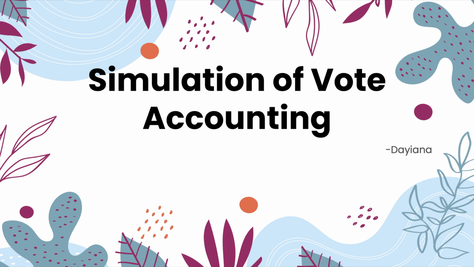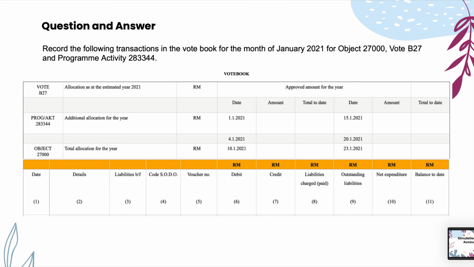Today I want to share with you how to answer the simulation of void accounting question. The question is, record the following transactions in the void book for the month of January 2021 for object 27,000, void B27, program activity 283,344. It will be recorded at the first column at Part 1.